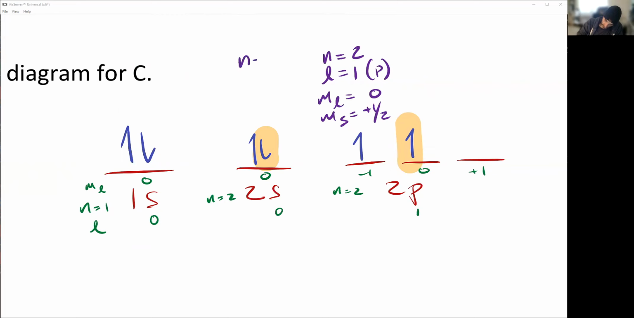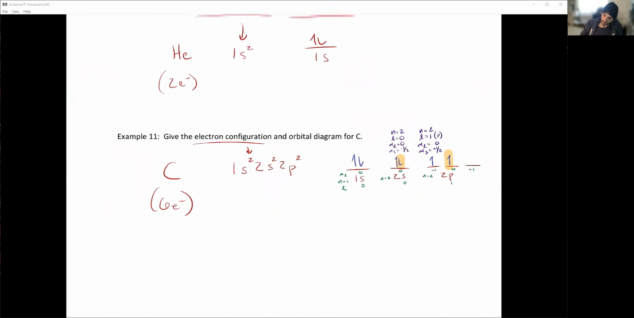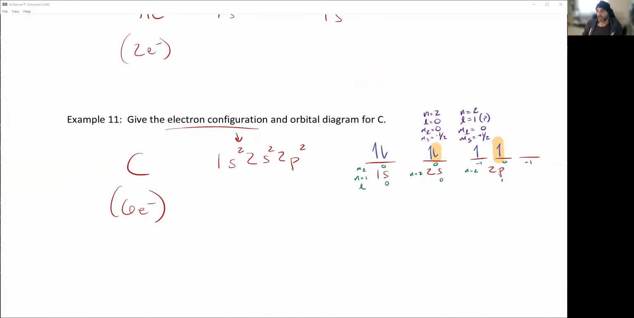Okay, n is equal to 2. L is equal to 0. M sub L is equal to 0. M sub S is equal to -1/2. And we're going to do a bunch more of these, but that's the idea. Okay, so that's electron configuration.